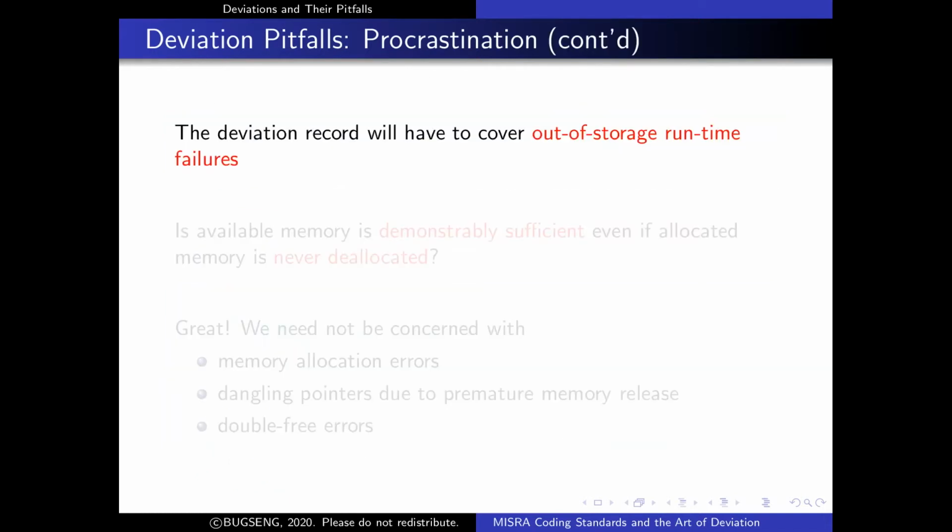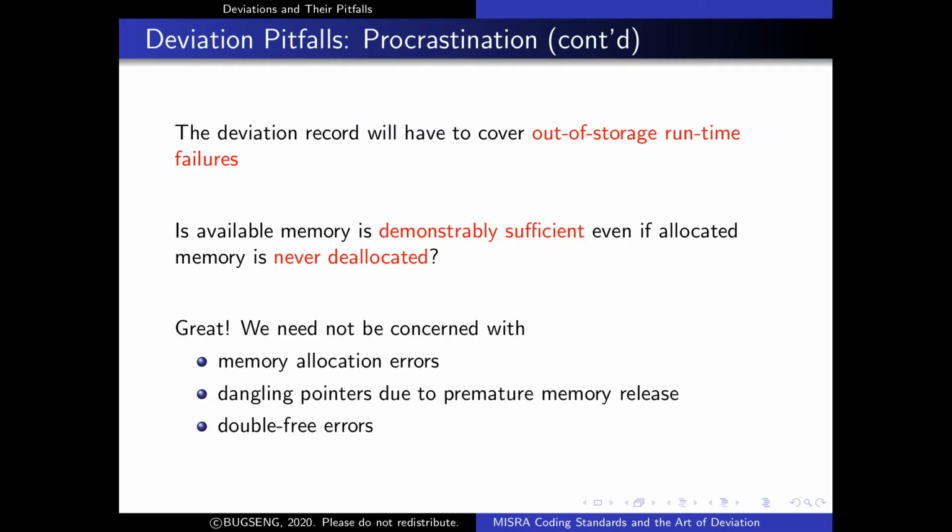The deviation record, for instance, will have to cover all out-of-storage runtime failures. So there are several possibilities. Is available memory demonstrably sufficient even if allocated memory is never deallocated? Then you are in a not so bad position, because you need not be concerned with memory allocation errors, dangling pointers, or double free errors.